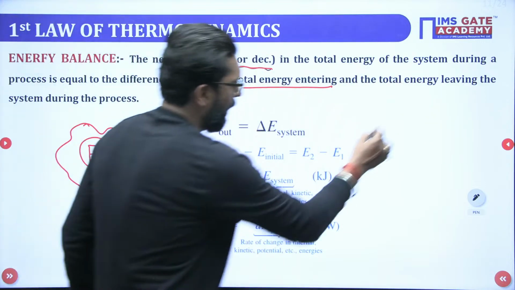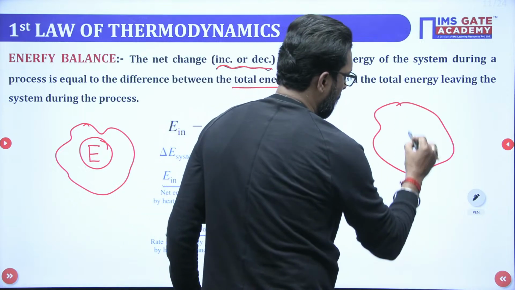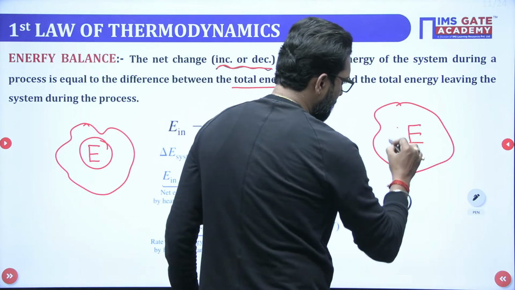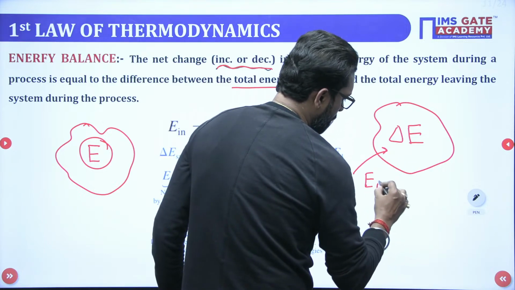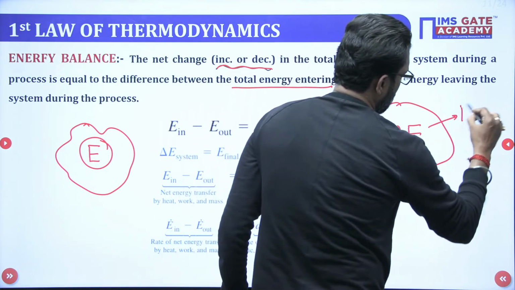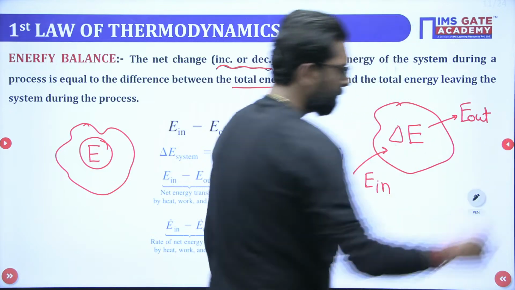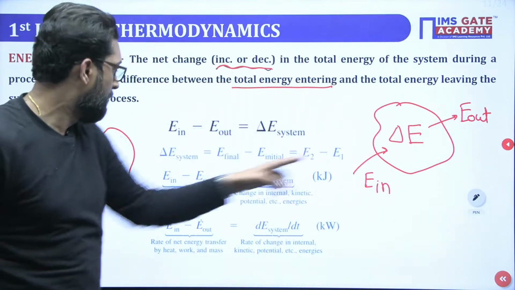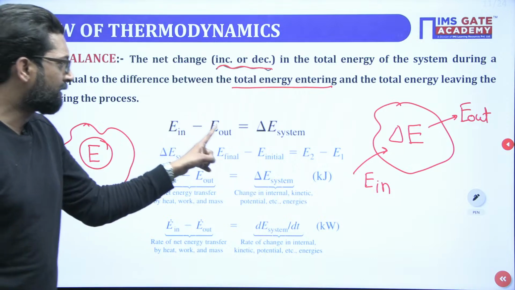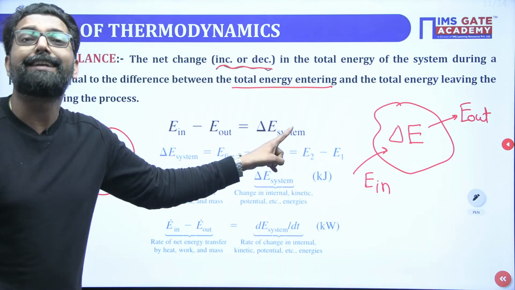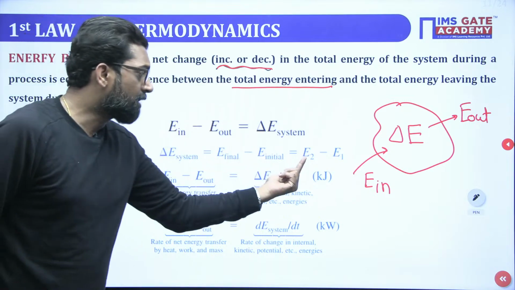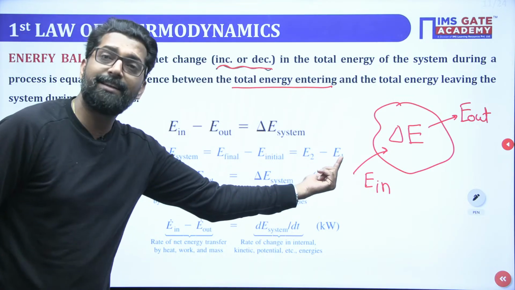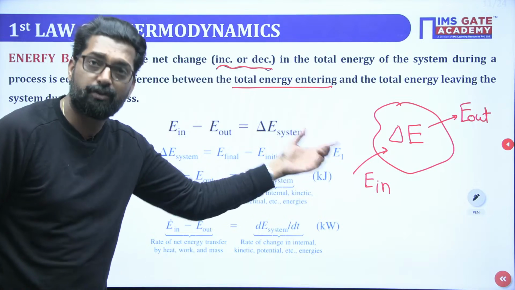That means if you have a system with energy, its change in energy is associated with the energy into the system minus the energy out from the system. That difference is equal to delta E. Energy in minus energy out is equal to the change in energy of the system. Now my dear, what is the change in energy of the system? System final energy minus system initial energy. This is a point function, a stored form of energy.